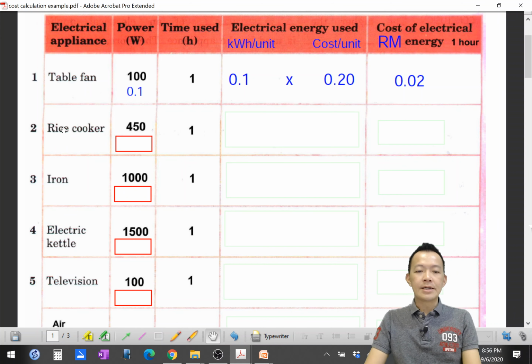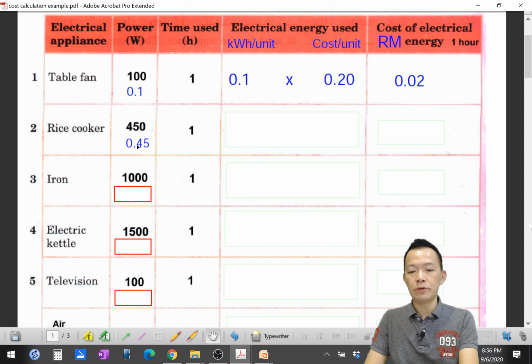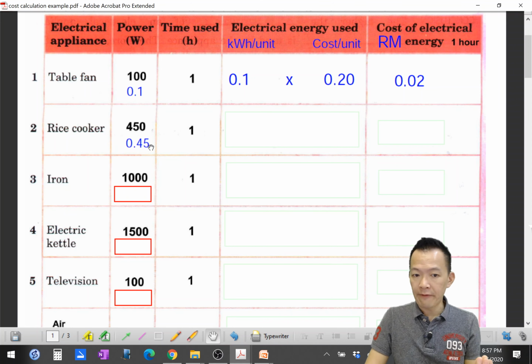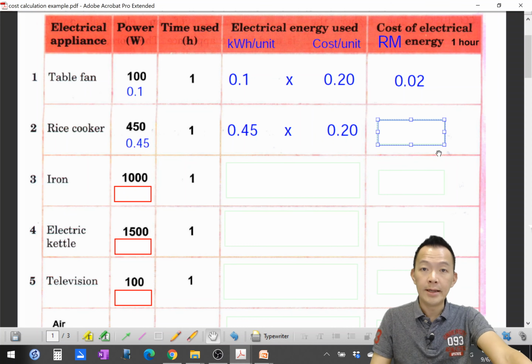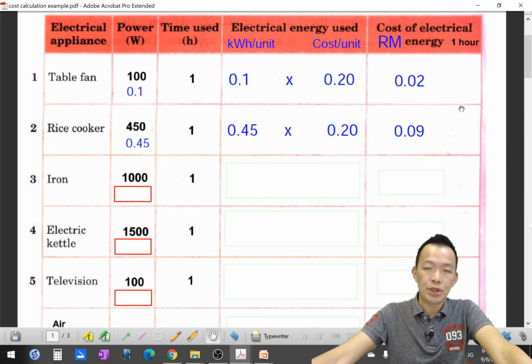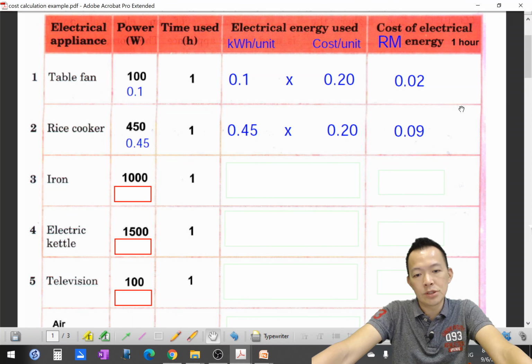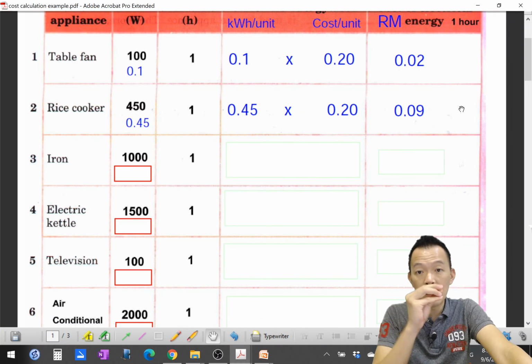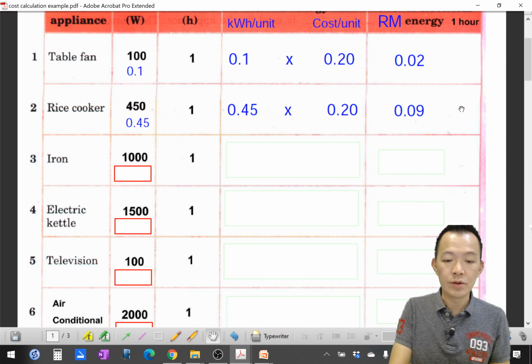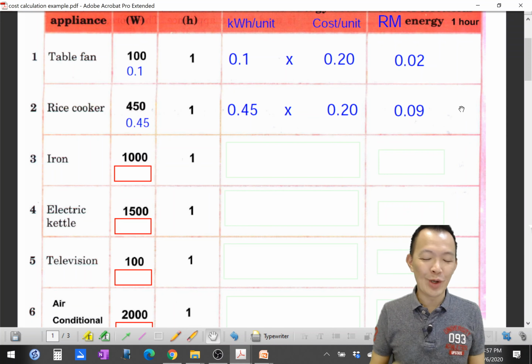We continue with an example: rice cooker, 450 watts, equal to 0.45 kilowatt. So if you use 0.45 kilowatt for 1 hour, how many units, or how many kilowatt hours? 0.45 kilowatt times 1 equals 0.45. And one unit charges you 20 cents. So for the rice cooker, if you cook rice for 1 hour, you need 9 cents, less than 10 cents. But when you cook rice, a normal rice cooker takes maybe 20 minutes, not 1 hour. But some of them really take 1 hour. My house uses a pressure cooker, 20 minutes only.